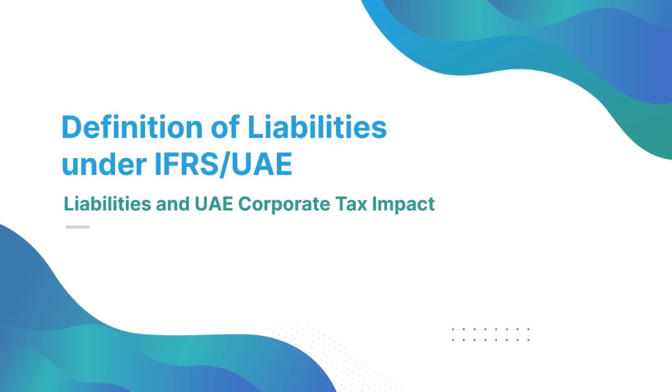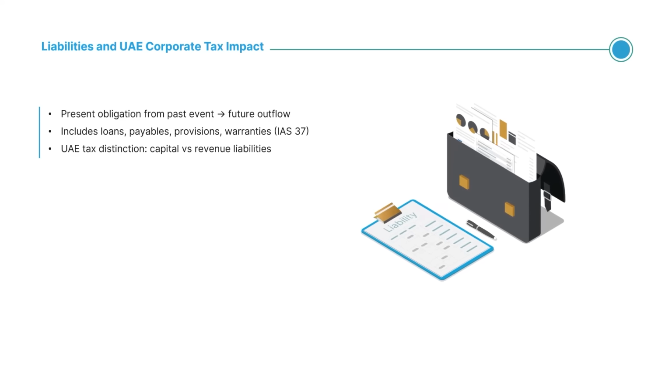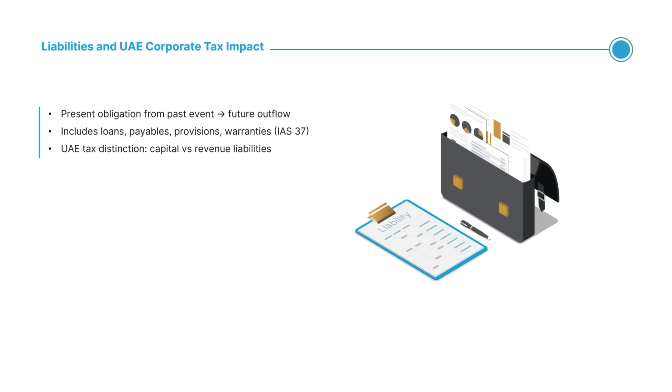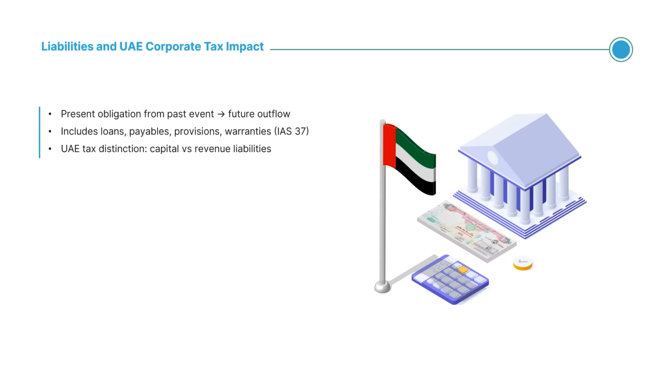A liability under IFRS is a present obligation from a past event that will lead to an outflow of resources. Examples include trade payables, bank loans, and provisions such as warranty obligations. In the UAE, distinguishing between capital and revenue liabilities matters for tax. Capital liabilities like loans do not affect taxable income, while revenue liabilities like accrued expenses do.